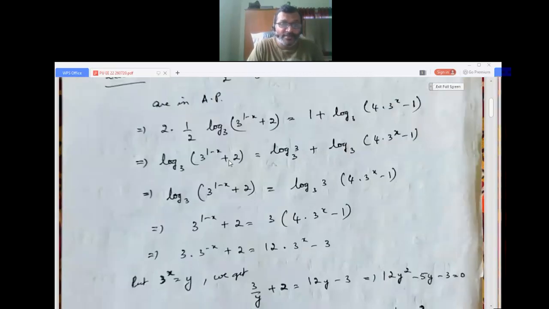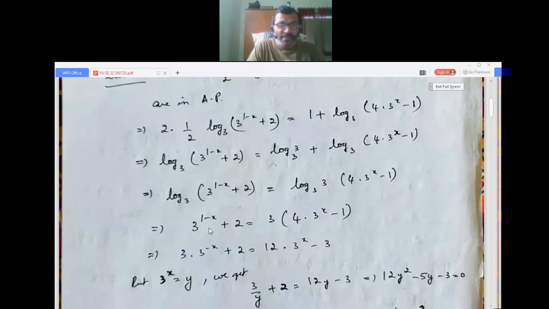The 2 and 2 get cancelled. Log base 3 of 3 power 1 minus x plus 2 equals, log 1 can be written as log 3 base 3, plus log base 3 of 4 into 3 power x minus 1. Here, log m plus log n is log mn, so log base 3 of 3 into bracket 4 into 3 power x minus 1. The base is the same, so I can write 3 into 3 power 1 minus x plus 2 equals 3 into 4 into 3 power x minus 1.